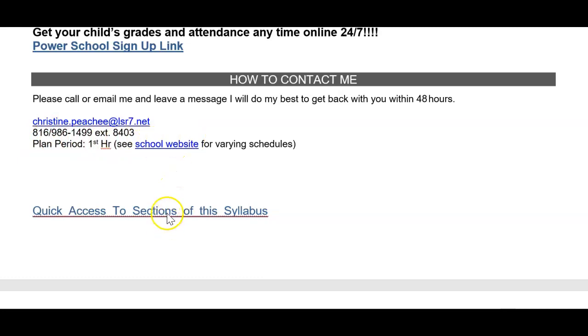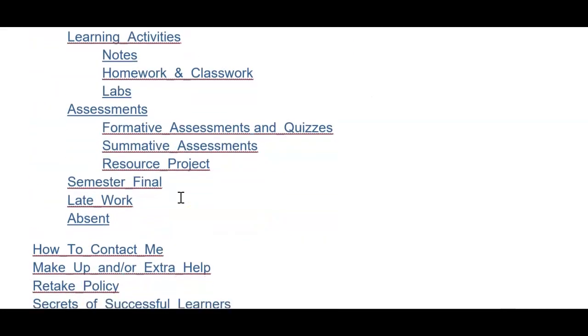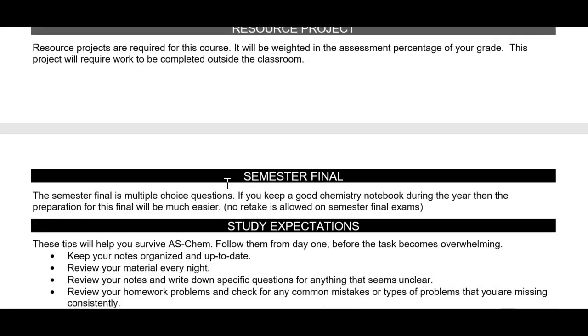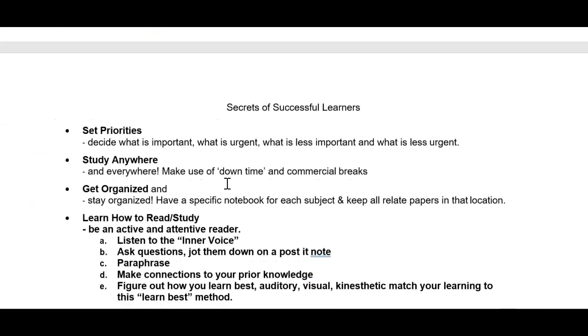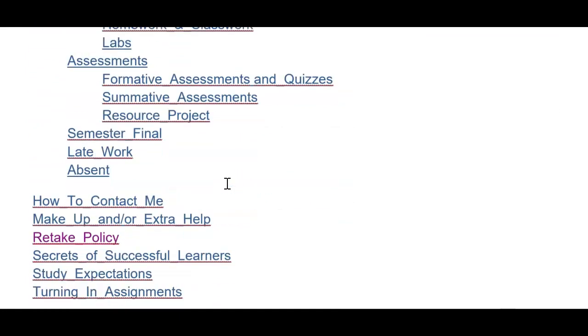And here is quick access to the different parts of the syllabus if you are looking at a PDF or hard copy of the syllabus. So if you click on this, you can go to something like retake policy, that's usually the one, and then you can get there quickly if you don't want to have to search the whole document. So just quick access links for you if you're trying to find things in the course syllabus.